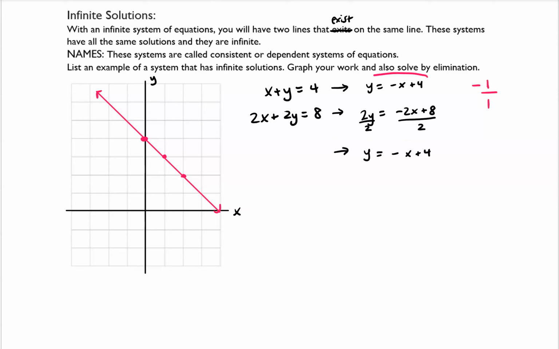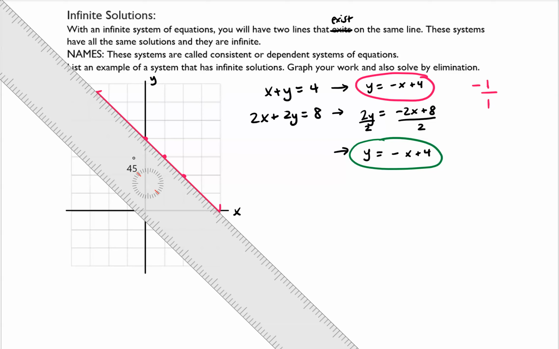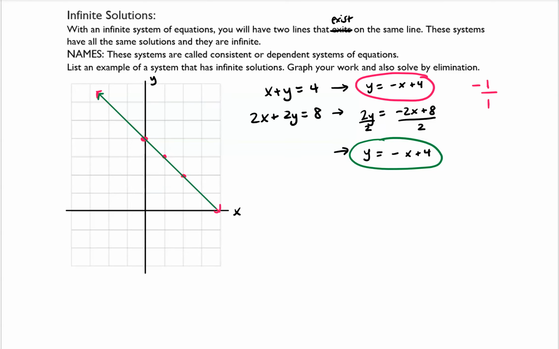So that was this first line here, and then I want to graph the second line as well. So I'm going to graph that in a different color. And if I do that, then it's going to look something like that. And these lines are exactly on top of each other. So there are infinitely many solutions. And we just need to find ordered pairs that satisfy that equation.